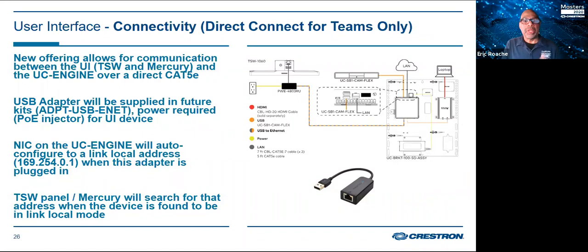And it will provide a 169.254.0.1 address, and the TSW panel or Mercury will search for that address when the device realizes it's in local link mode. So basically what this little device does is allow a direct connection without needing external network hardware going from your UI, whether it's a TSW panel or Mercury, to the UC engine, which really simplifies configuration.